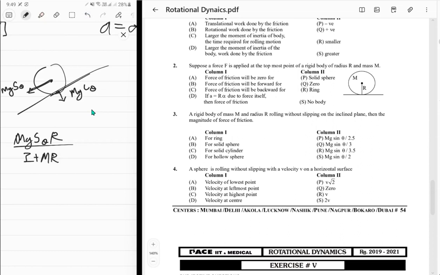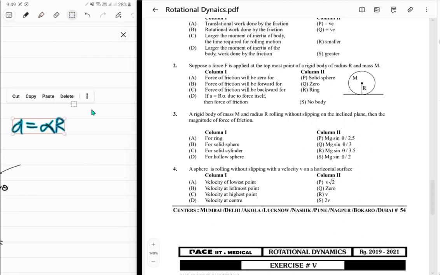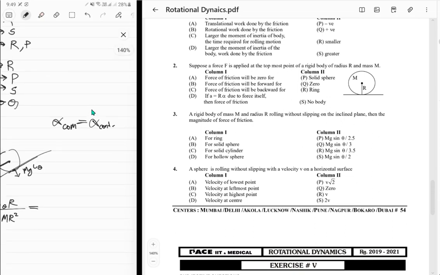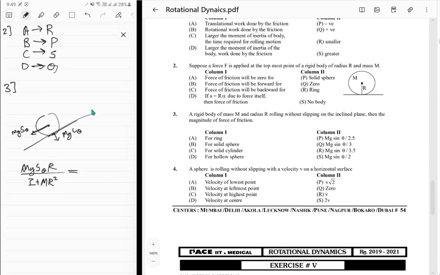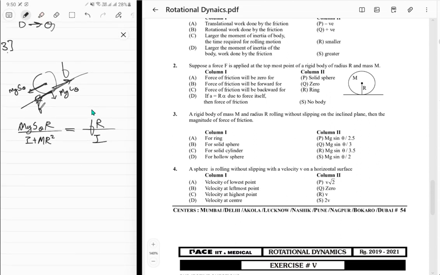Inertia plus mr squared. Yes, that will be equal to, so once again, angular acceleration equal to angular acceleration. In fact, instead of writing it like that, I'll write alpha about center of mass is equal to alpha about contact point. That's the equation that we'll be using. So mg sine theta r upon I plus mr squared is equal to, about the center of mass, that force has zero torque, and then it's just friction, which let's say is in this direction. So we have f times r upon I. That should do it, so you can figure out the friction.